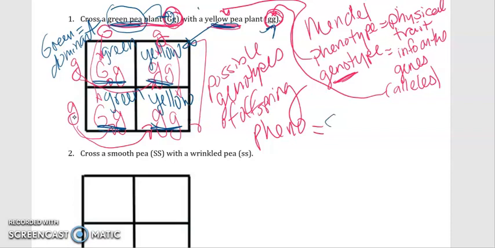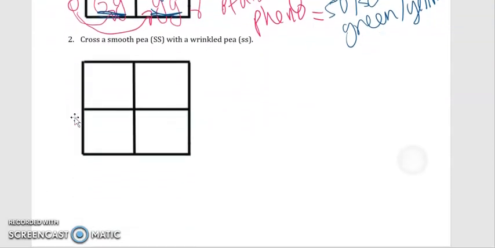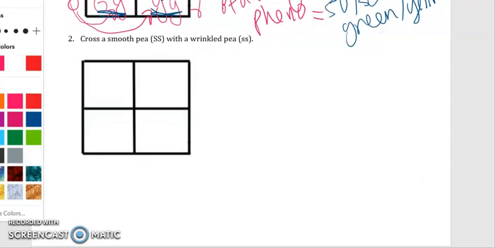So we got 50-50 green to yellow. So approximately half the offspring would be green and the other half would be yellow pea plants. It's not always exactly like that in real life, but that's what would happen, approximately. Let's try one more real quick here and see how it goes.